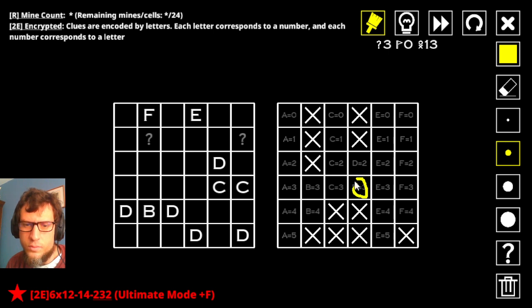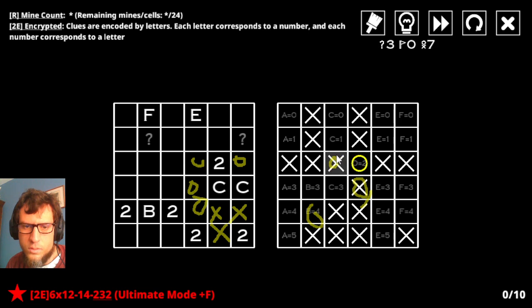So if D is 3, then B must be 4. This has 3 in it, so there would only be 1 there. This would happen. 1 out of those 2. C would be 2 then. So that would be gone. These are all gone. Okay, so that's what the problem is. D cannot be 3. Therefore D is 2. Okay.